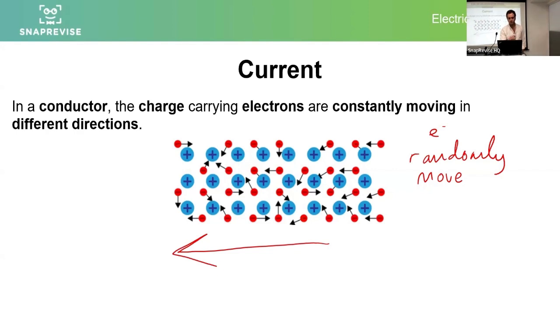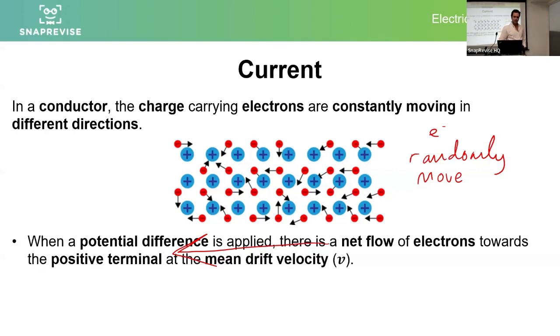Okay, so I connect my battery, it provides a nice electric field for my electrons to, I was about to say follow, but technically, again, they're moving in the precise opposite direction to the one my field is generated in. So there's a net flow of electrons towards the positive terminal, and they do so at a speed called the mean drift velocity.